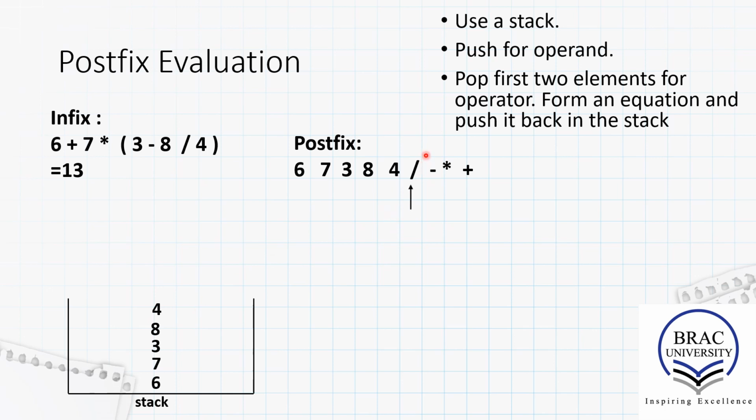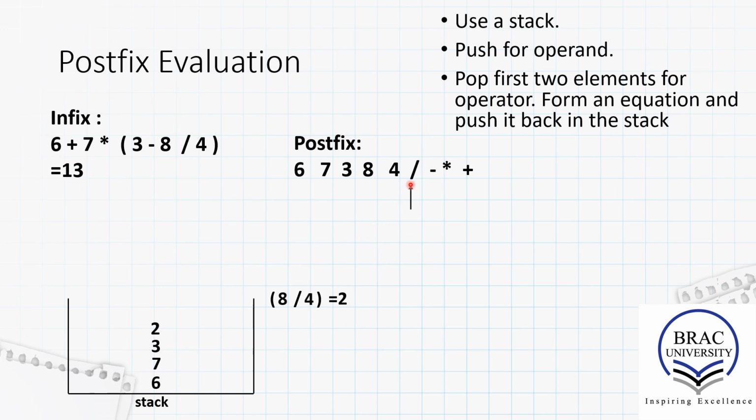And now I see that I got a division operator. So whenever we see an operator, we will have to pop our stack twice. So 4 will go after the division sign and 8 will go before the division sign. Now instead of pushing back the expression, what we will do is we will calculate it. So 8 by 4 is 2, and we will push the answer inside our stack. So instead of pushing back the expression, we will push the answer of the expression. So 8 by 4 is 2, and then 2 will be pushed inside the stack.